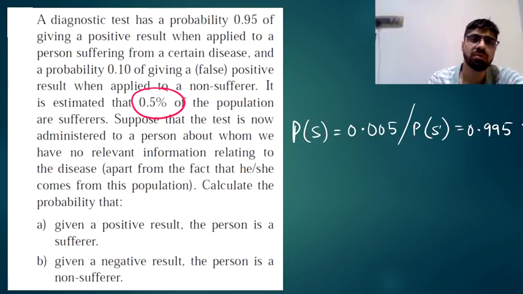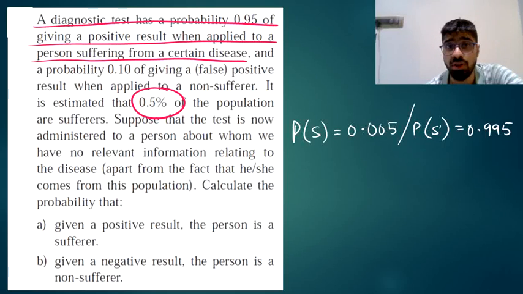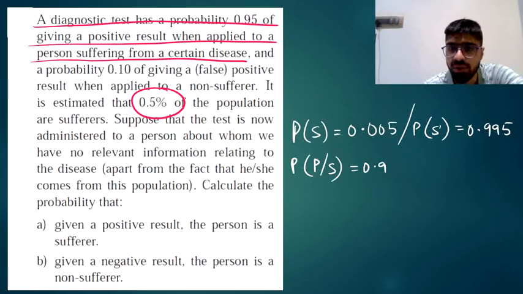Now the test. For example, if I am a sufferer and I go for testing, then as per this statement, there is a 95% possibility it will show positive, but a 5% possibility that it will show negative. That means the probability of positive given suffering is 0.95, but the probability of negative given suffering is 0.05.